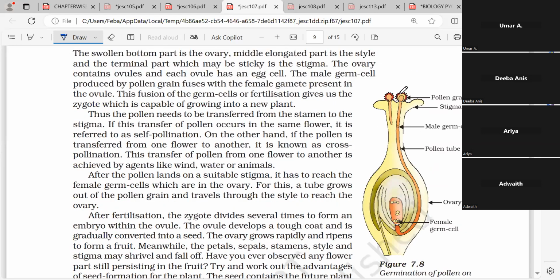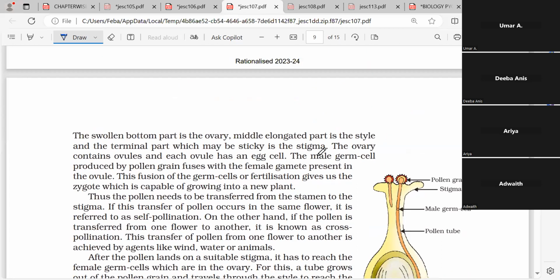If the pollen grain is of the same species of the plant, it becomes receptive, right? And the pollen tube grows down. Through the pollen tube, the male germ cell moves downward and reaches the ovary, and then it fuses with the female germ cell, that is, with the egg. That results in fertilization, which results in the formation of the zygote, right? Now, after fertilization, what is the fate of the various parts of the flower? Who can say that?